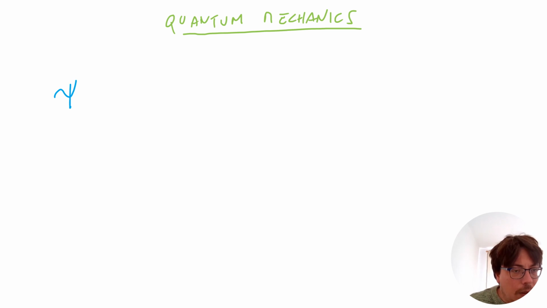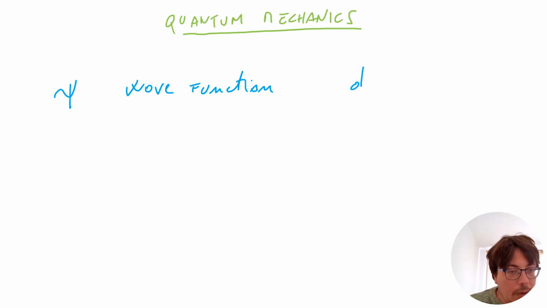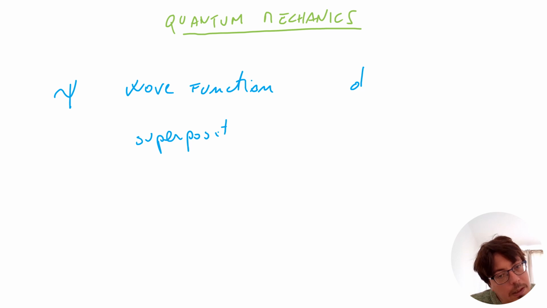One is the role of psi. Psi is the wave function, and what it represents, and how to use it in very simple examples. And then I will talk about superposition, wave function and superposition.